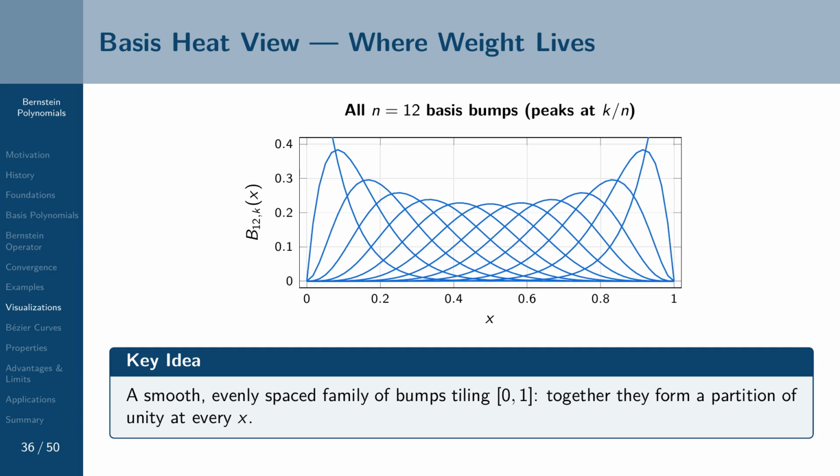Finally, for visualizations, here are all 13 basis bumps for n equal to 12, colored as a gradient. Notice the even spacing of the peaks at k over n, the smooth tiling of the interval, and the recurring theme that together they form a partition of unity at every x. This is the family of weights that the Bernstein operator uses.